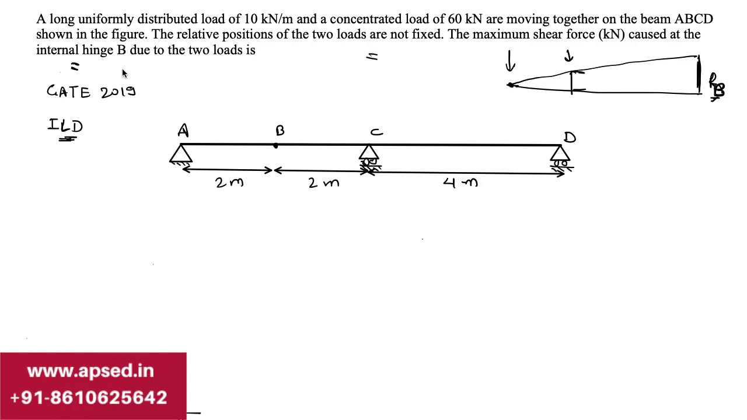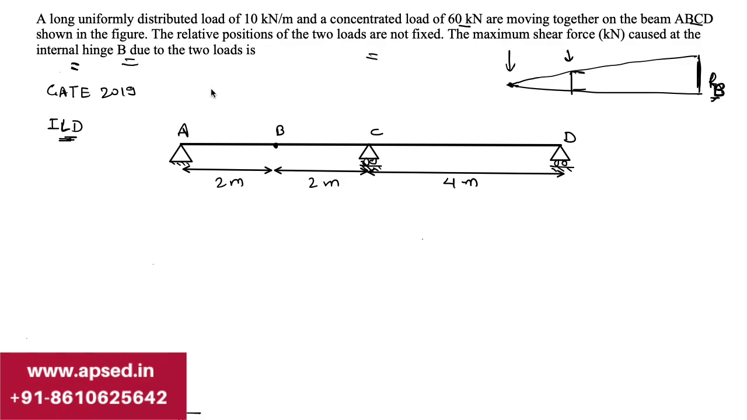So here it says a long uniformly distributed load of 10 kilonewton per meter and a concentrated load of 60 kilonewton are moving together on the beam ABCD shown in the figure. The relative positions of the two loads are not fixed. The maximum shear force caused at the internal hinge B due to the two loads is.